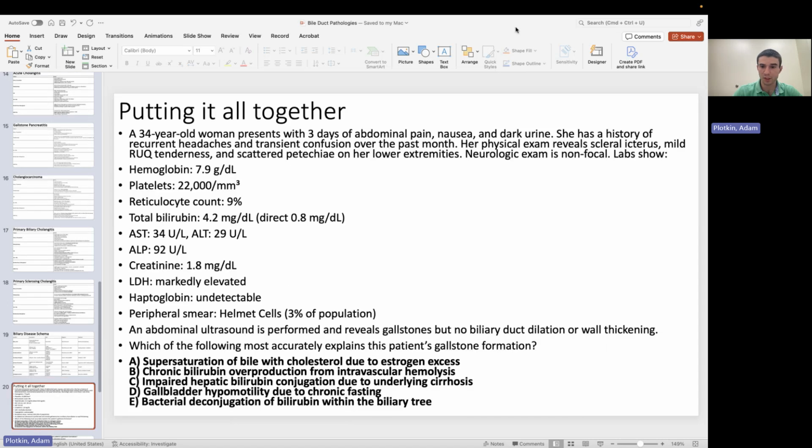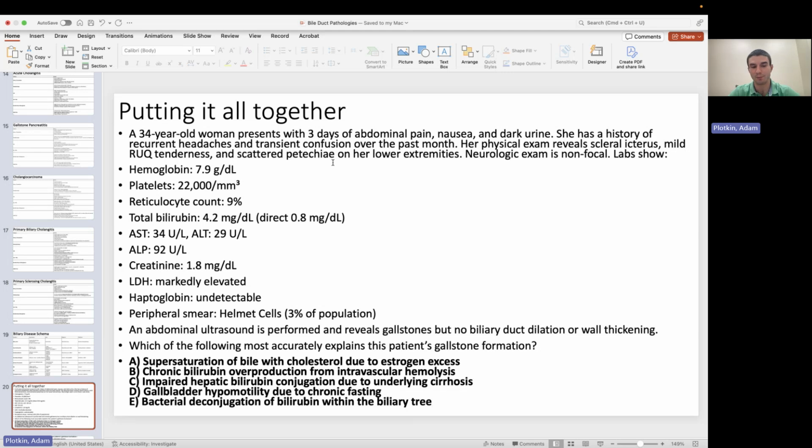Okay, so let's put it all together. We have a 34-year-old woman who presents with 3 days of abdominal pain, nausea, and dark urine. She has a history of recurrent headaches and transient confusion over the past month. Her physical exam reveals scleral icterus, mild right upper quadrant tenderness, and scattered petechiae on her lower extremities. Her neurological exam is non-focal.